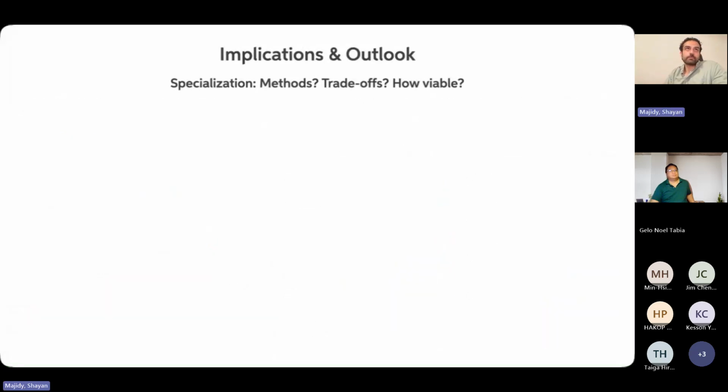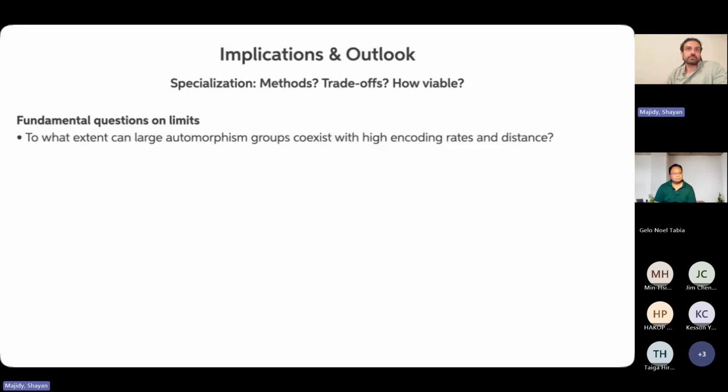Okay, so where do we go from here? Really, the focus of this work was to explore specialization, so the methods, trade-offs, and viability. We raised some fundamental questions on limits. So to what extent can very large automorphism groups, so codes with lots of symmetries, like phantom codes, coexist with very high encoding rates and distances?